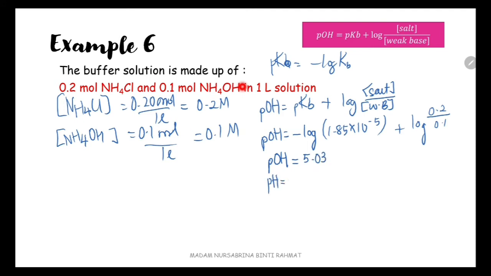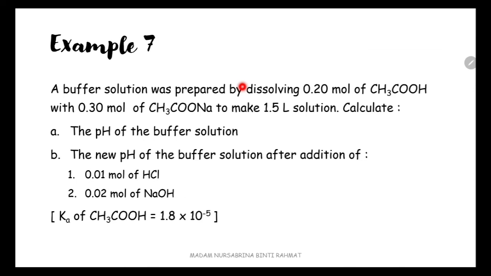So pH is 14 minus pOH. So 14 minus the pOH that you calculated before, which is 5.03. Therefore, the final pH of your buffer system is actually 8.97.